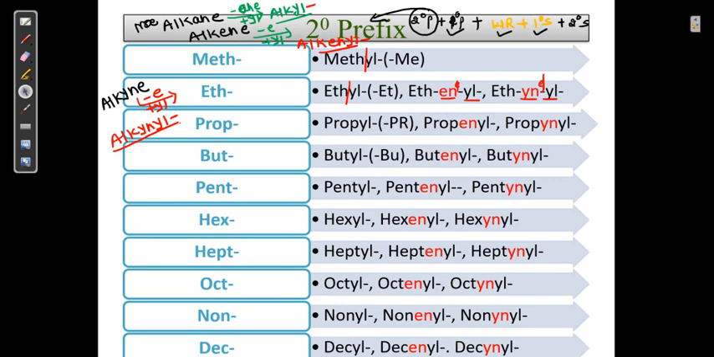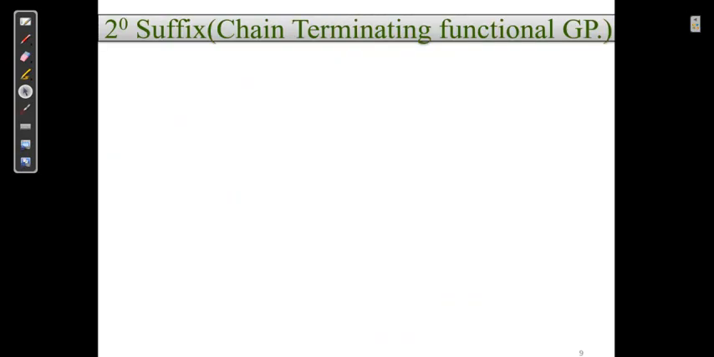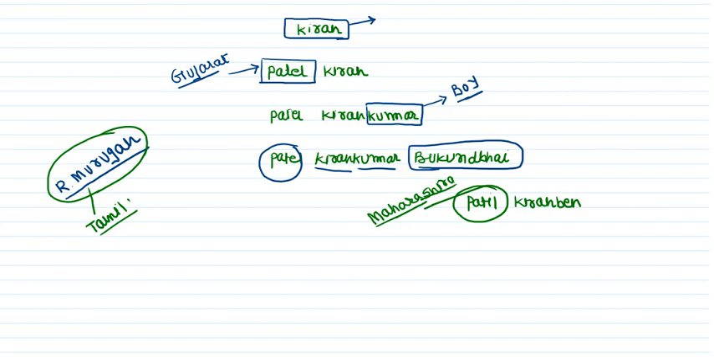Okay. Then we have to go. So this is a secondary prefix. So secondary suffix, chain terminating functional group. Now we have to discuss this one. Word root is over. Primary suffix is over. Secondary suffix we are going to discuss. Then secondary prefix plus primary prefix.